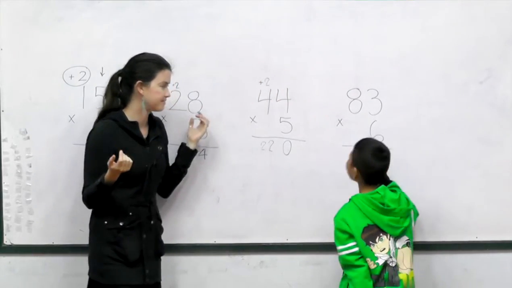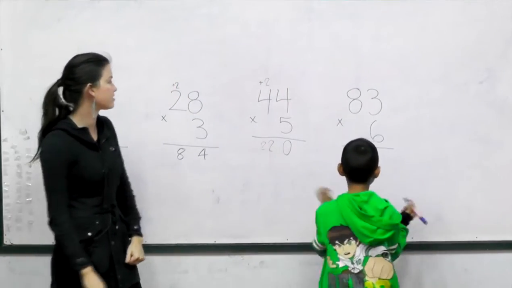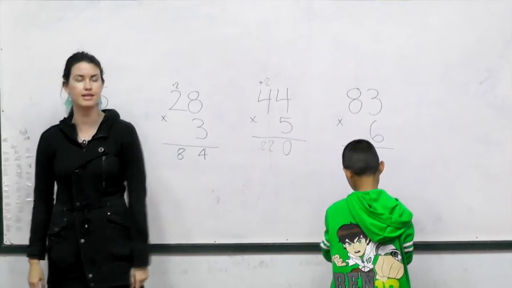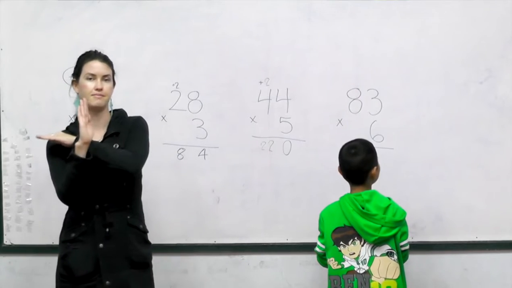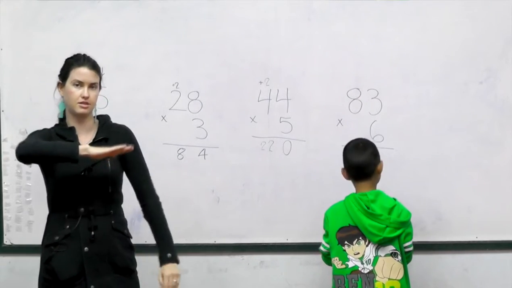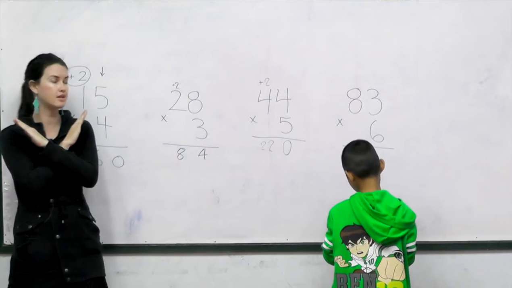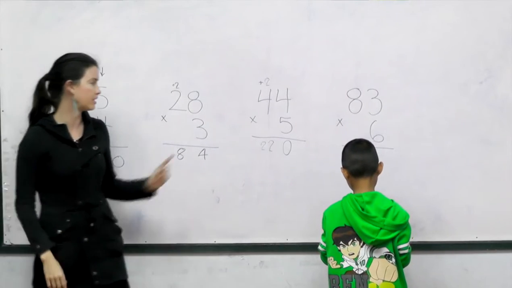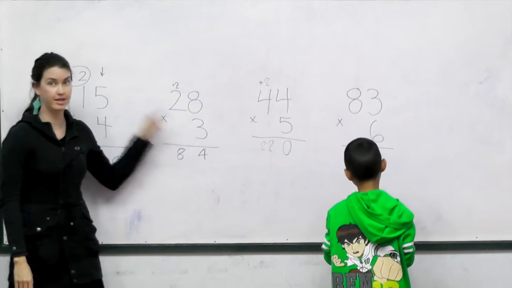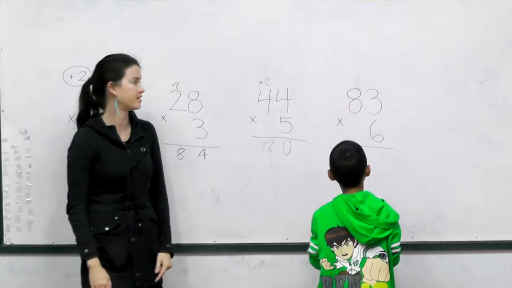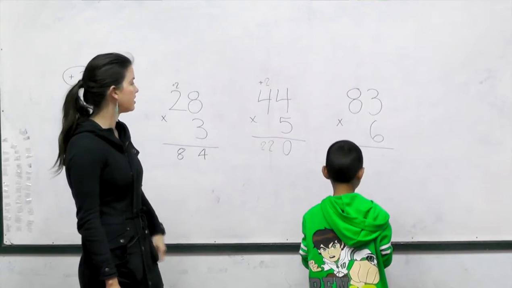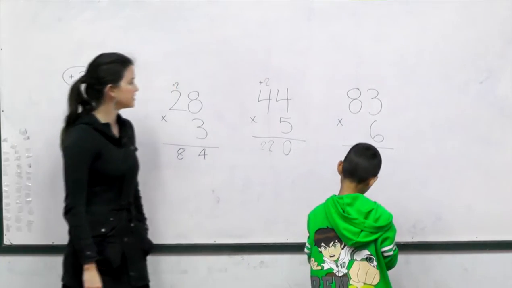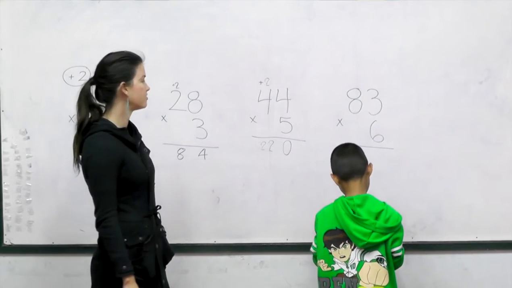What do we do first? 3 times 6. Very nice. We always, always, always start in our ones place. If we're doing addition, subtraction, or multiplication, we always start here in our ones place. Then we go to our tens place. If we have a hundreds place, we go to the hundreds place after that. Our friend here is thinking hard about 83 times 6. Got a tricky one.